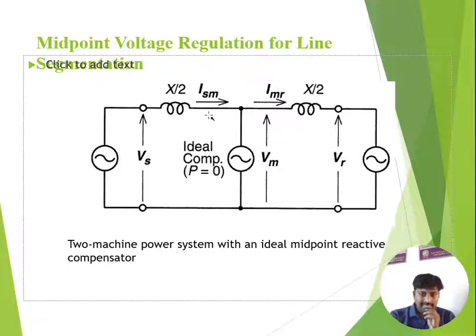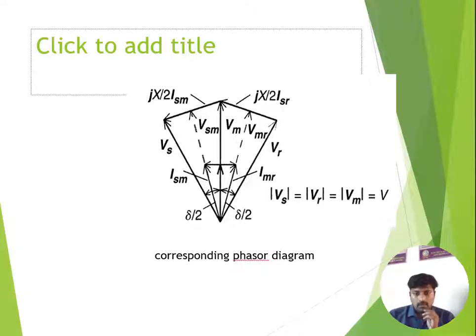So the total impedance can be divided into two. That is, the total impedance X can be represented as X by 2 and X by 2. The current that passes from the sending end to the midpoint is represented as ISM, and the current flowing from the midpoint to the receiving end is represented with IMR. So this is a simple two machine system with the ideal midpoint reactive power compensator. After connecting this, you can check this phasor diagram, the corresponding phasor diagram of the two machine system.